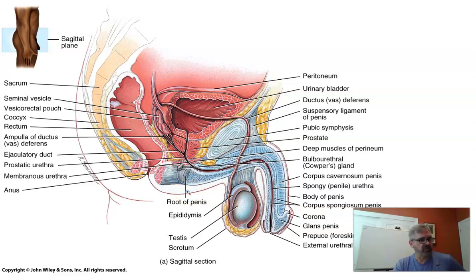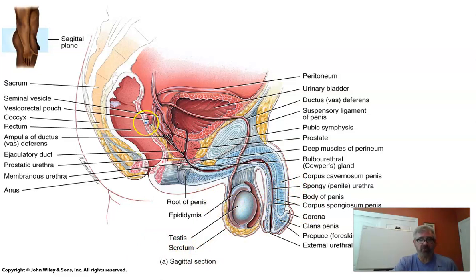So make a mental note of this, or even write it down if you like. Semen and sperm are not one and the same, okay? Semen contains sperm. Sperm is a part of semen, all right? And then number four, your supporting structures, which in the male would include both the scrotum and the penis. So the scrotum down here and the penis right here. Both are considered supporting structures.